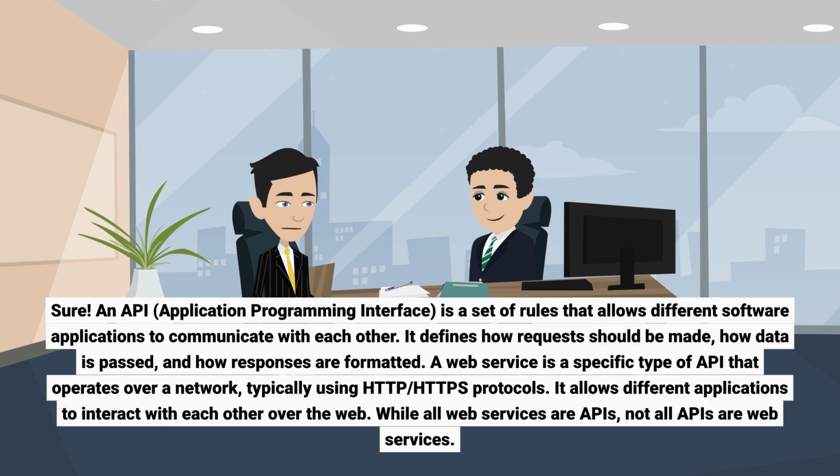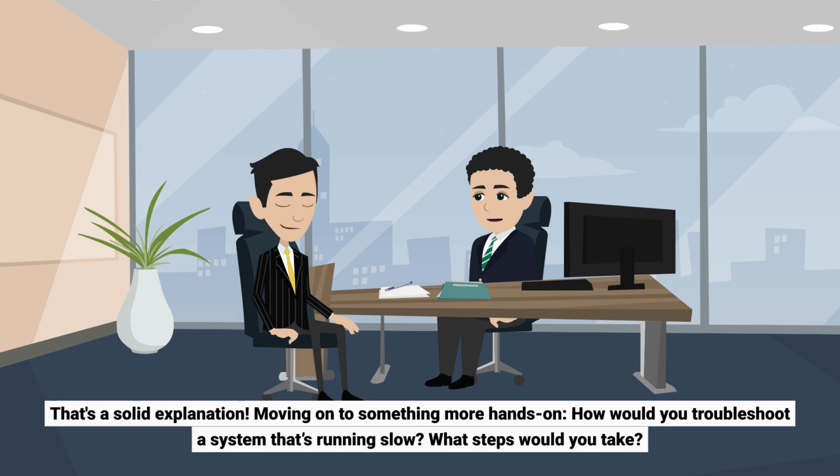A web service is a specific type of API that operates over a network, typically using HTTP, HTTPS protocols. It allows different applications to interact with each other over the web. While all web services are APIs, not all APIs are web services. That's a solid explanation. Moving on to something more hands-on.